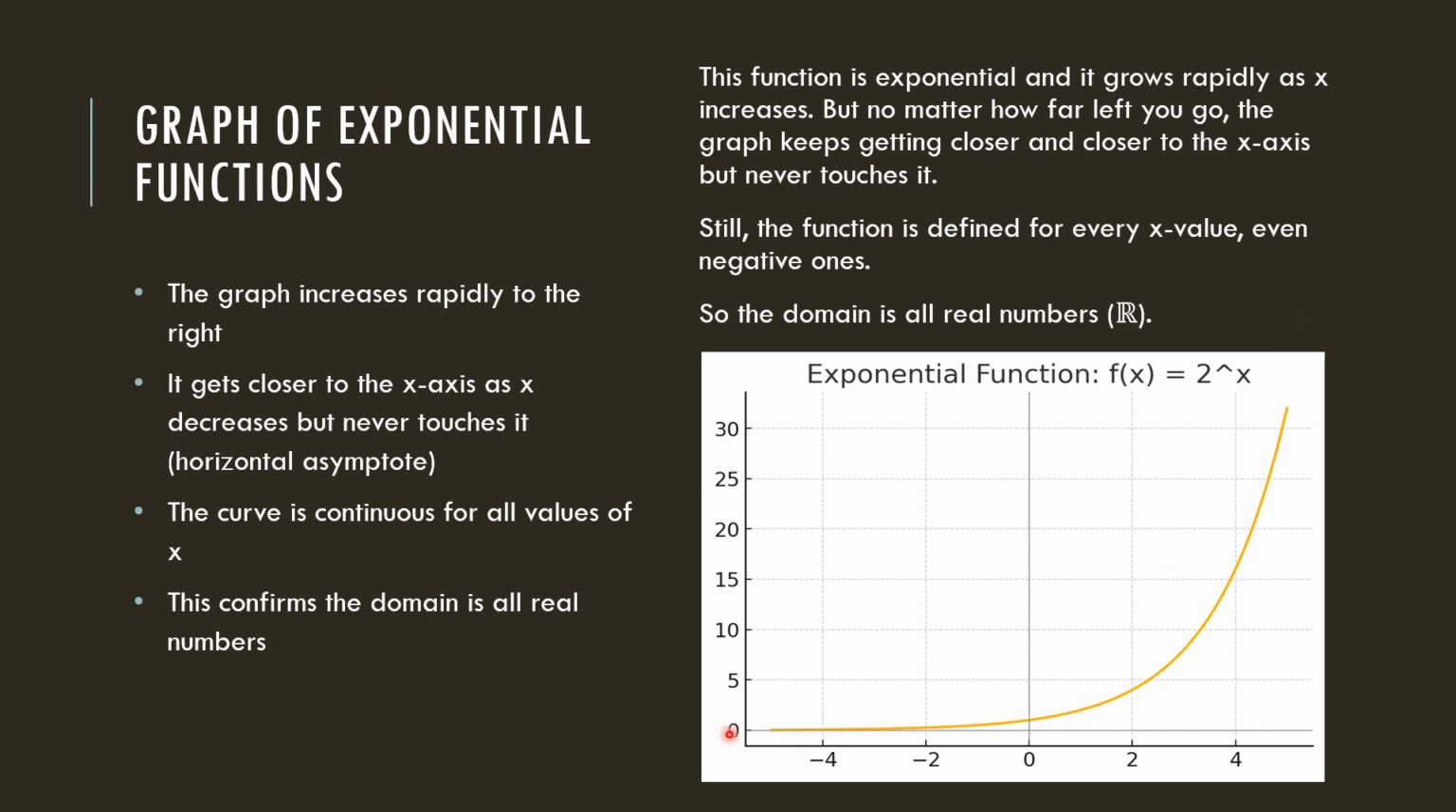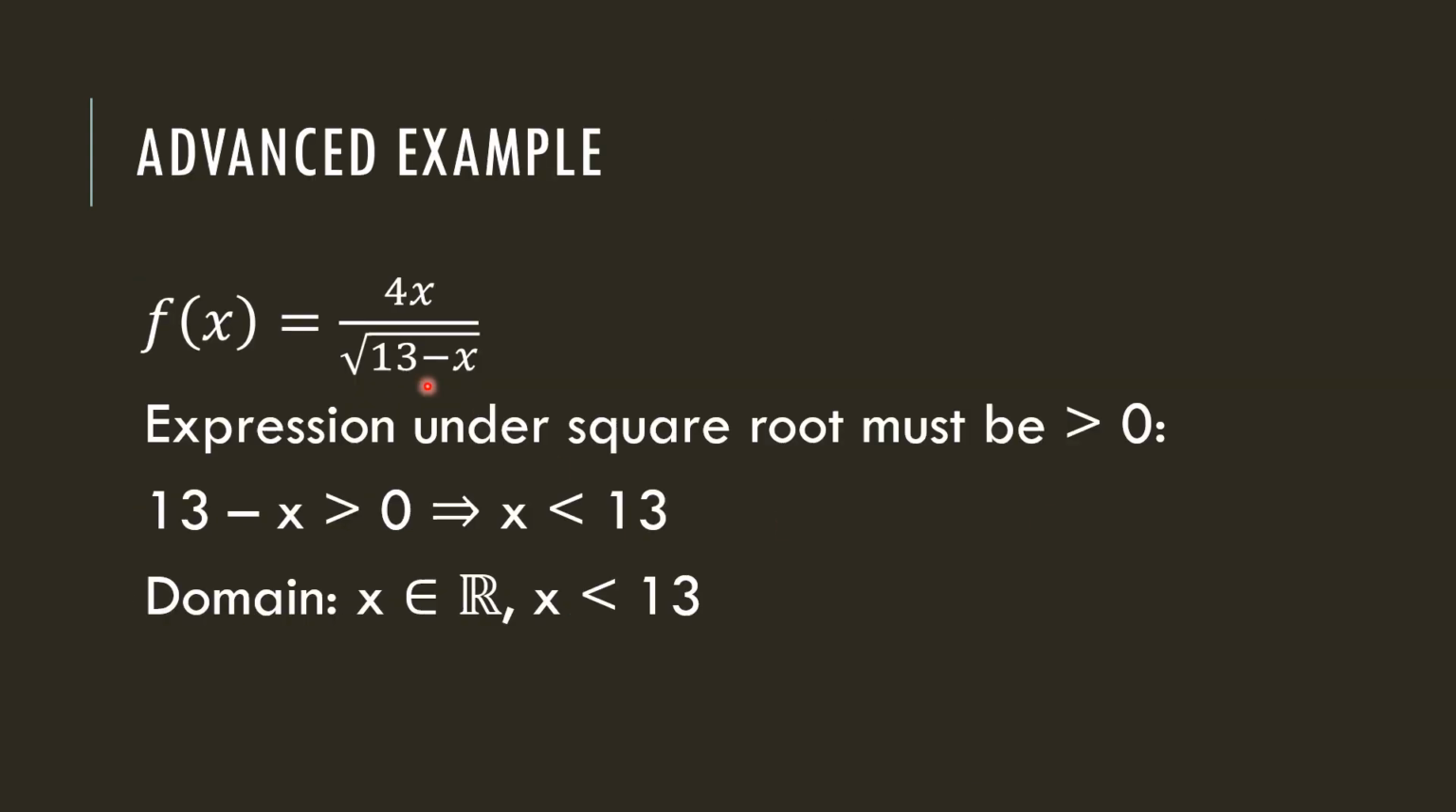So the graph can move in this direction here. It is smooth and continuous, and there is no break. So the domain is defined for all real numbers. So let's go to an advanced section here. When you look at this advanced section, it contains both a fraction and a square root.